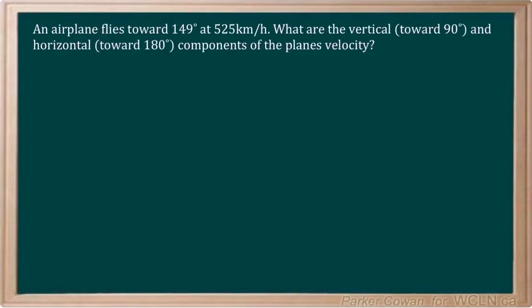An airplane flies towards 149 degrees at 525 kilometers per hour. What are the vertical (towards 90 degrees) and horizontal (towards 180 degrees) components of the plane's velocity?